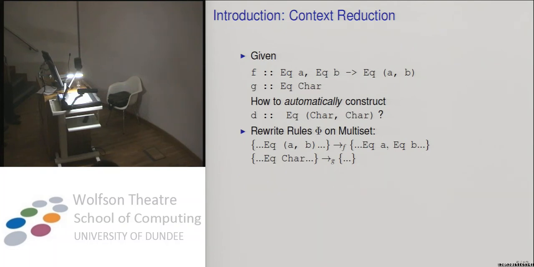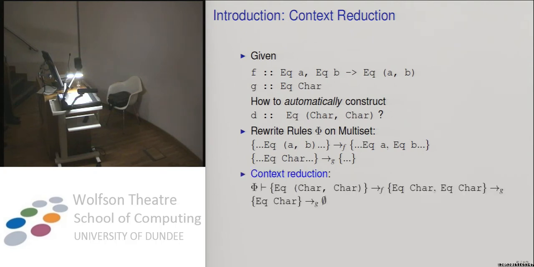So with this reduction built on determining whether it's constructible or not, we can now begin with a singleton, a set that contains only a predicate, Eq of a pair of Char. And here we can apply the first rule, which will give us Eq Char and Eq Char. And now we can apply the second rule twice, so we can reduce it to empty.